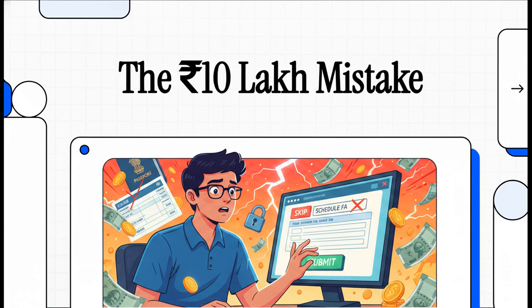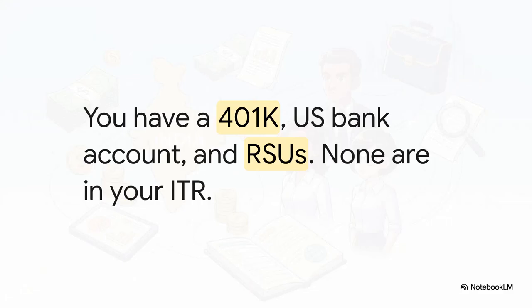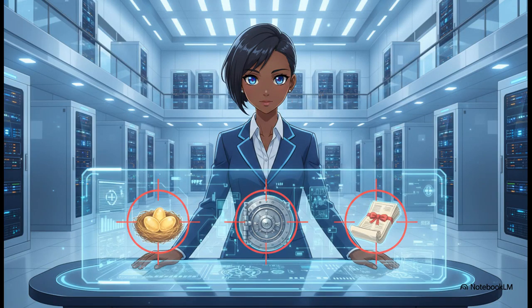Welcome to The Explainer. So, you return to India. You've got a 401k, a US bank account, and some RSUs sitting overseas. And absolutely none of them are in your ITR. Here's the terrifying part. The IT department already knows about all three. Yeah, turns out they're way better at global networking than we give them credit for.